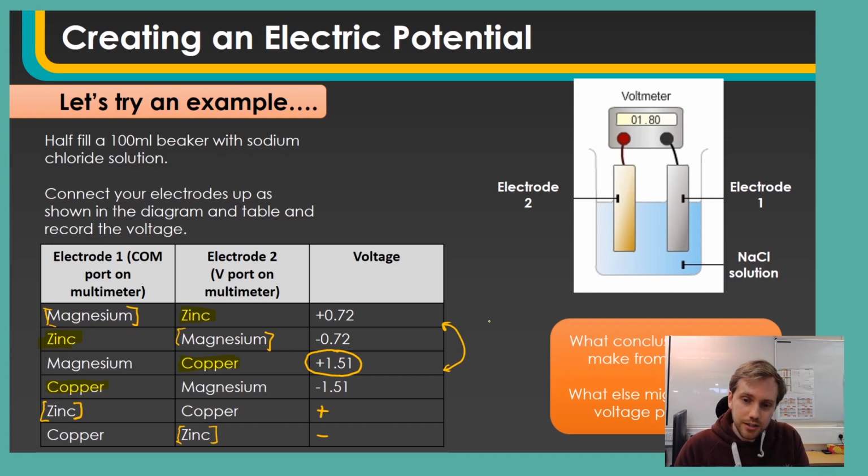So the difference between these two, I'll do the largest take away the smallest, 1.51 take away 0.72, that gets a voltage of 0.79. So when I use zinc and copper, the size and magnitude of the voltage is going to be 0.79. Even though I've not tested that yet, I can work that out by using the voltages in the table. And then I've already worked out which is going to be positive. So I know zinc and copper is going to be 0.79 positive because zinc is on electrode 1. And when the most reactive metal is on electrode 2, it's going to be negative.